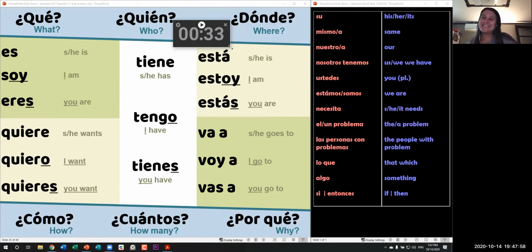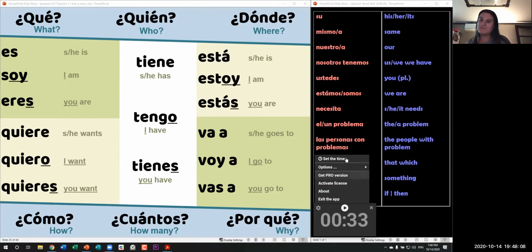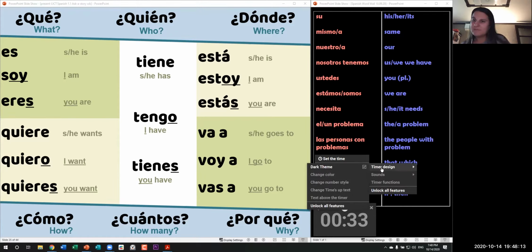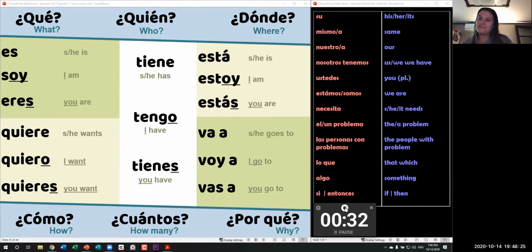Right. Yes. And so this will, let's see, sometimes I wish this was a stopwatch and I could just reverse it. Timer design, that's just colors. Timer functions, maybe if I had the licensed version, maybe there's another function. But yeah, just set this for 2 minutes and then just see.